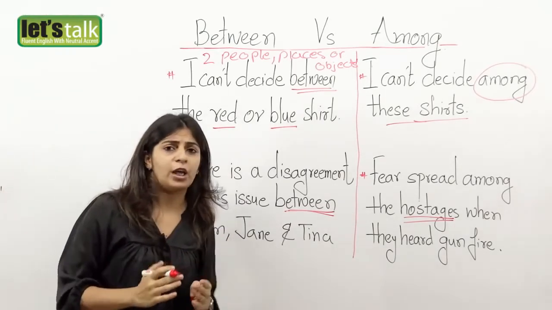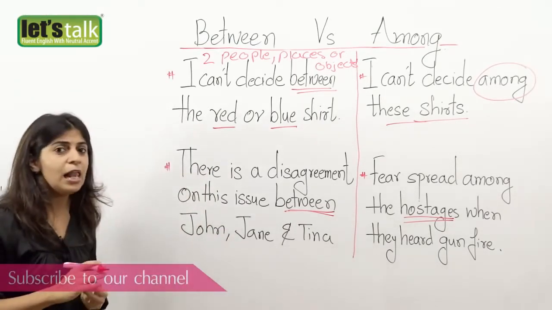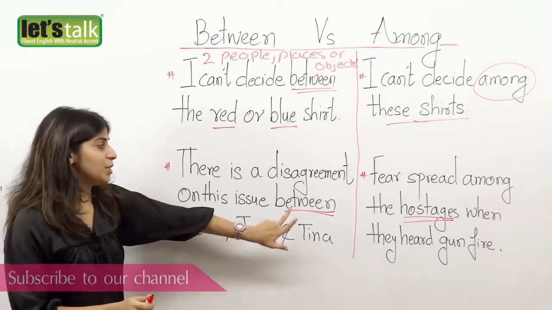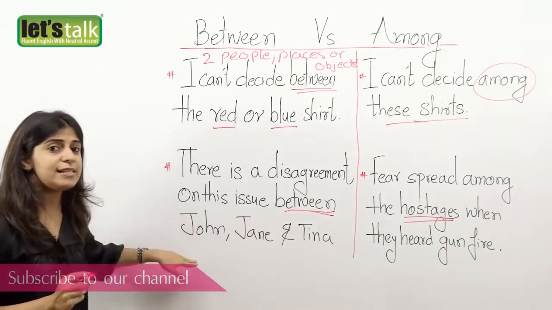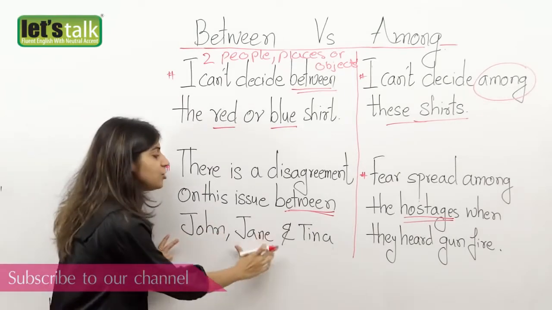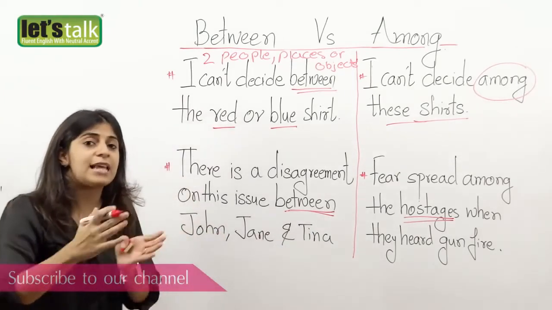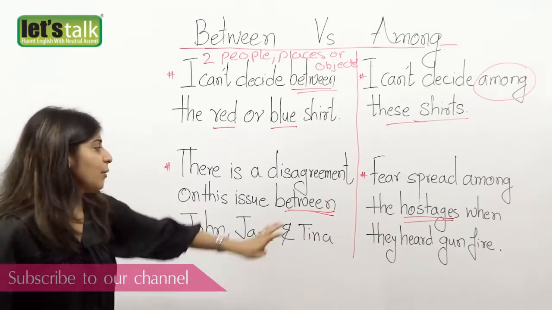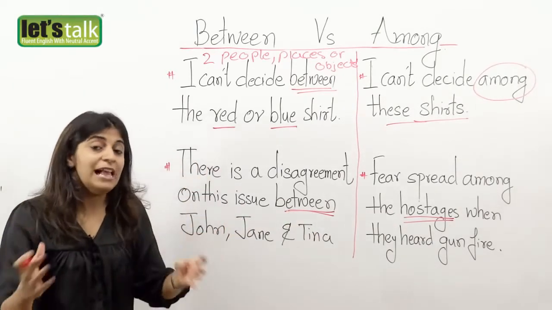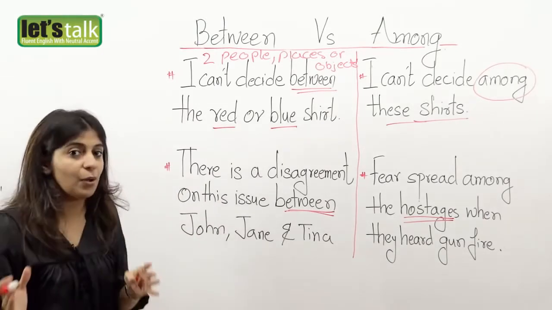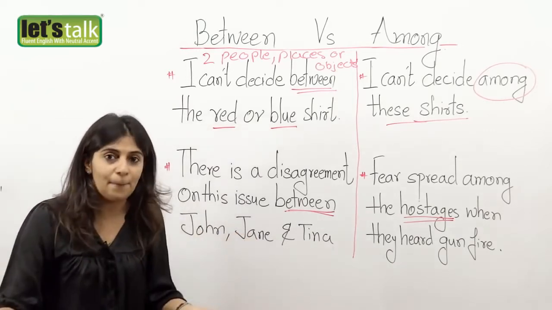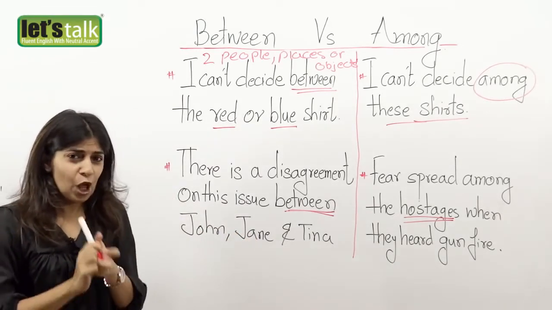When you are talking about one-to-one correspondence, like you are taking names individually, you use the word between, okay? So in this sentence, I'm specifically saying that there's a disagreement between John, Jane, and Tina. We are individually taking their names, and that's why we use the word between. But if we were talking in general, then I would use the word among. So I would have said there's a disagreement on this issue among them. Hope you understood that.